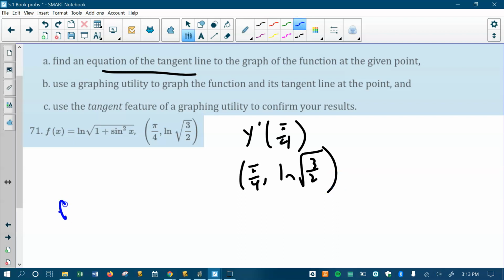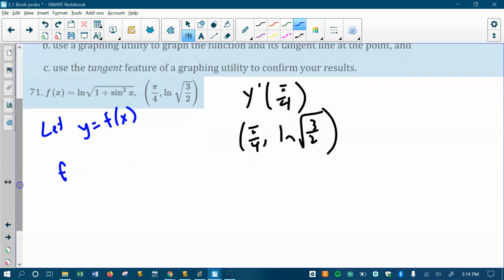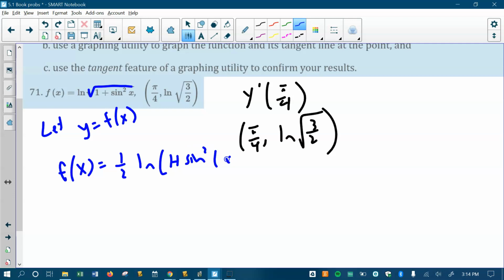We need f prime. I'm also going to let y equal f of x, just because I didn't have a y before, and I should probably put one in there, since I used it over here on the right side. So let y equal f of x, and let's do f prime. But I see something that I can do here. I want to take that half down in front. I want to take this square root and make that a half. So I can write f of x as 1/2 ln of 1 plus sine squared x.